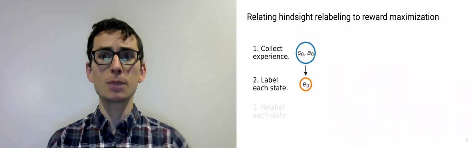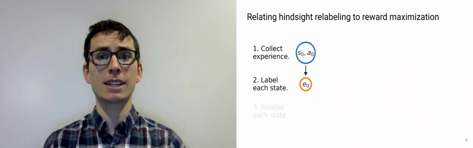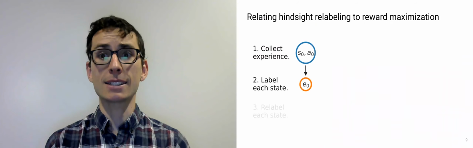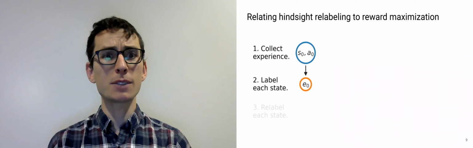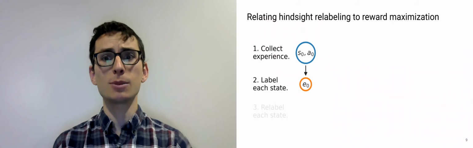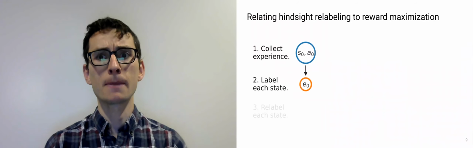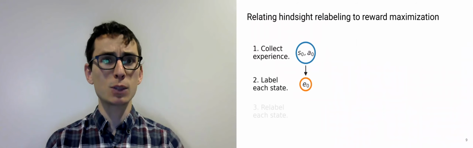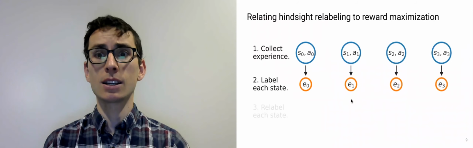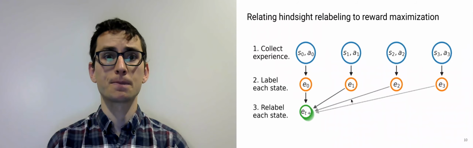And to do that, we need to precisely describe how the experience gets first labeled and then relabeled. Let's say we have some state S and action A, and the environment gives us some label for the state. That's what I'm calling E. This could be a language description, it could be some text, it could be some rewards. For concreteness, let's say that it's the XY coordinate of the block. And then we're going to go to the next state and get its location of the block, and so on.